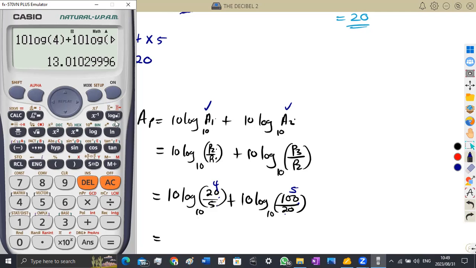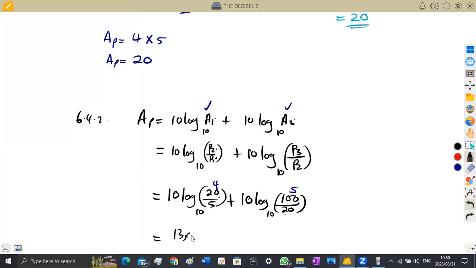If you want to use the base 10, then you use this log here with the base. So it has a base of 10 there. So you punch in the values 20 over 5, which is a 4, plus 10 log with the base. You start with the base, then you move aside, that's 100 over 20. So it's going to be 100 over 20 like this. So still obtaining the same answer, 13.01. Now our answer is measured in decibels.